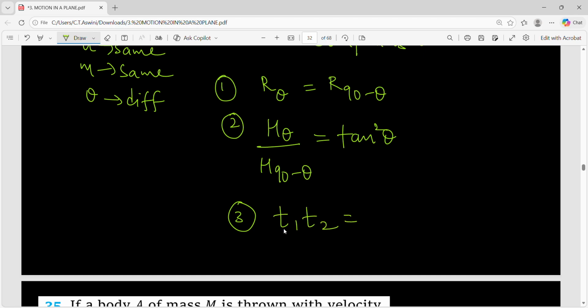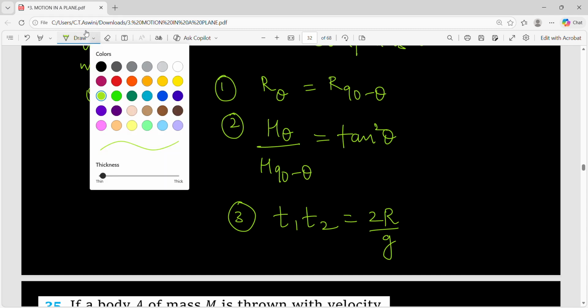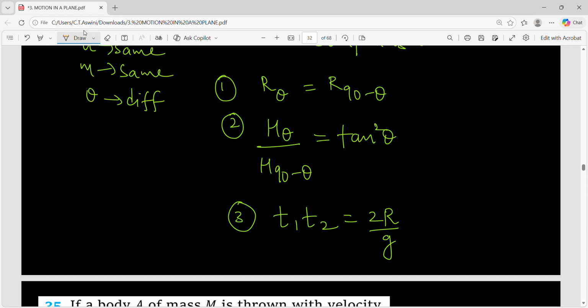And the product of the time taken by them is 2 into r upon g. Which r will you take, r1 and r2? Both are the same. That was the first point: two ranges will be equal. Height ratio will be tan square theta, and product of the times taken will be 2r by g. Remember the formulas. When we do problems, you'll understand. This is very important because most of the previous year questions in NEET were based on the first formula. If two angles of projection are complementary angles, then the ranges are equal.